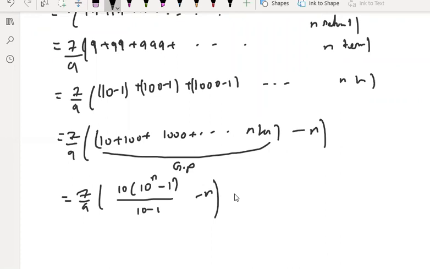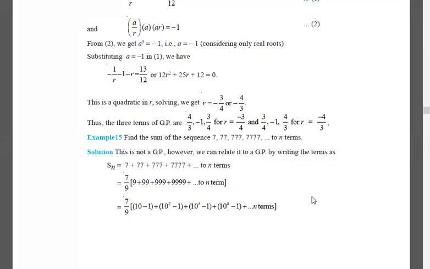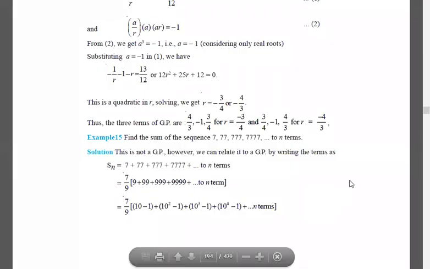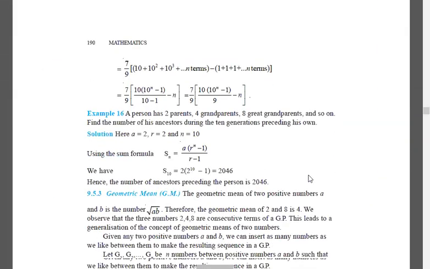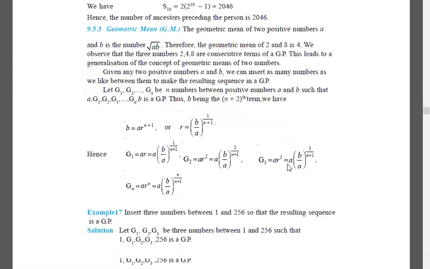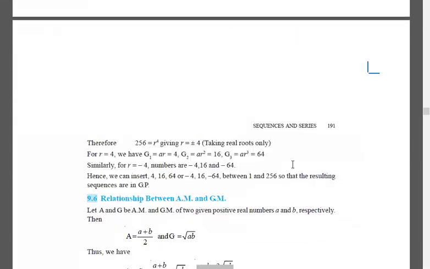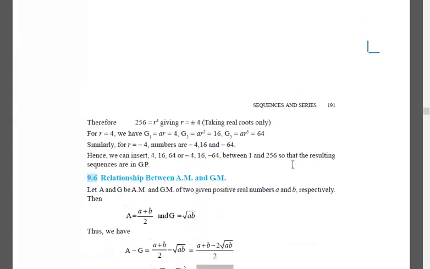So I hope all of you understood how to solve these problems, right? Okay, very good. I'll upload this book. It is NCERT, by the way. So just try to go through it. This was the last problem, I guess. Try to go through all the examples.